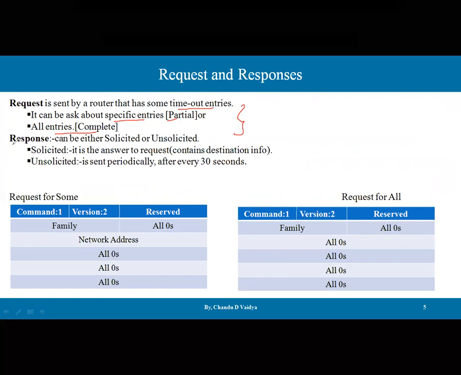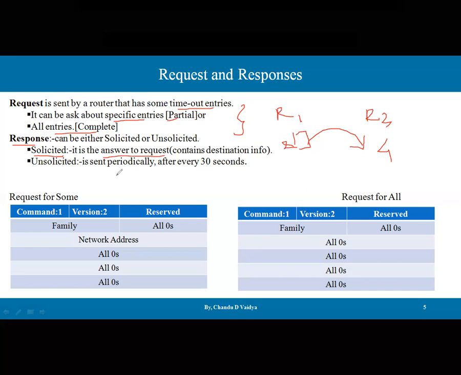And what do we mean by response? It can be either solicited or unsolicited. What do we mean by solicited? A solicited response is the answer to a request. Let's say R1 has two entries, and R2 has four entries. Then two entries are missing at R1. So R1 requests R2, whatever information you have, can you please give me? This is the request made by R1 to R2, and the reply is the solicited message. It contains the destination information.